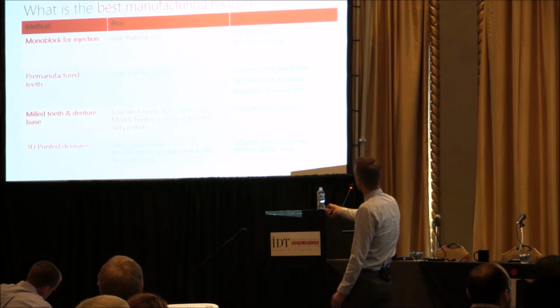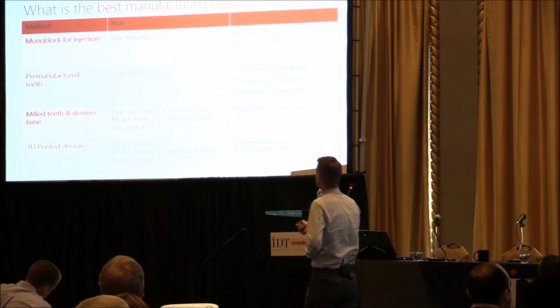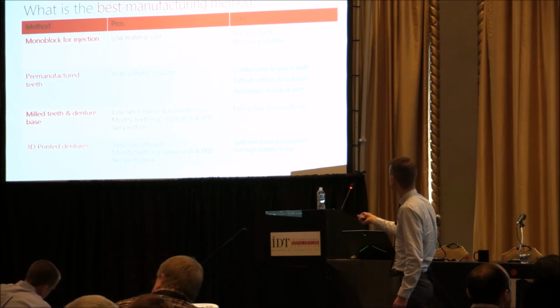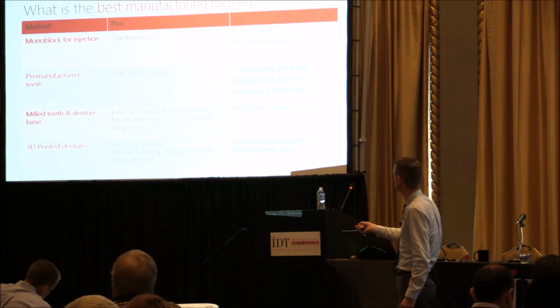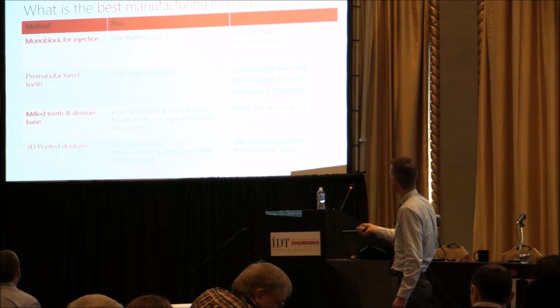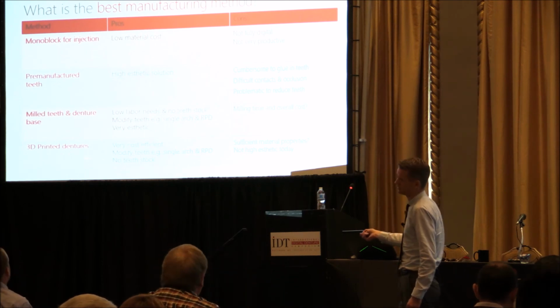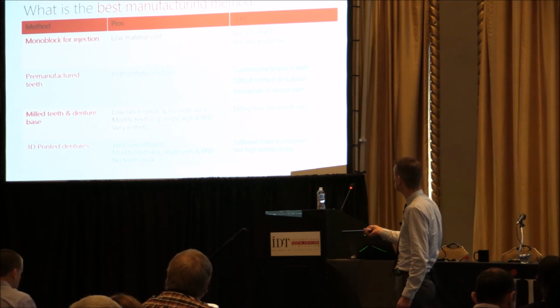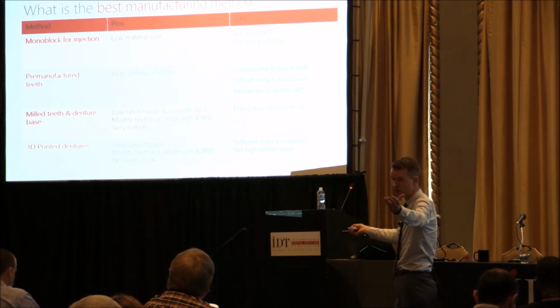All right, so here's an overview of the manufacturing methods. Monoblocks have a super low material cost, but are not fully digital. Pre-manufactured teeth are a high-esthetic solution, but as we talked about, a little bit cumbersome. Milled, at least Ivoclar, uses low-cost blanks. You can modify teeth for single arch and RPDs. It's very aesthetic. 3D printing is super cost efficient. You can modify teeth. There are no stock teeth at all, so you don't have to stock teeth anymore.